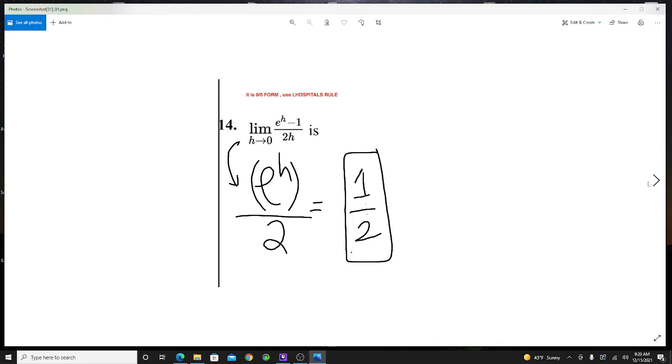Another limit problem, the student was able to do L'Hopital's rule after figuring it was an indeterminate form 0 over 0 once again, and correctly stated that it would be a half.